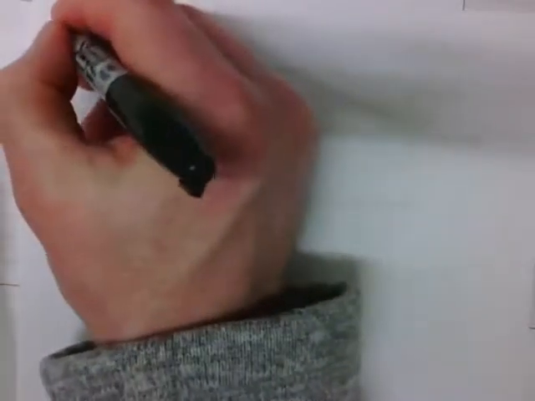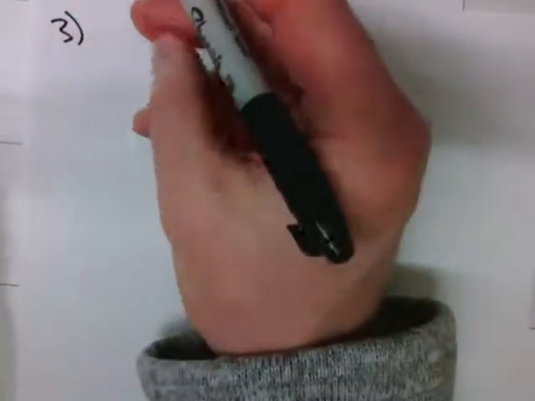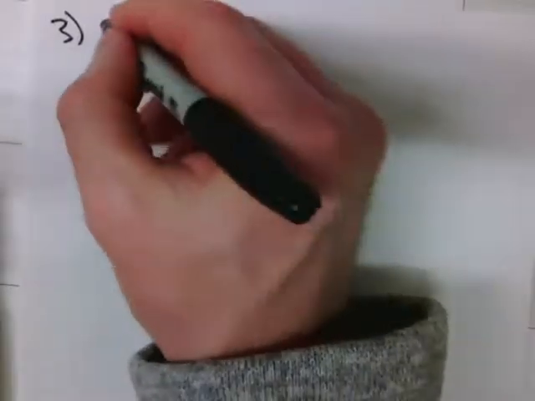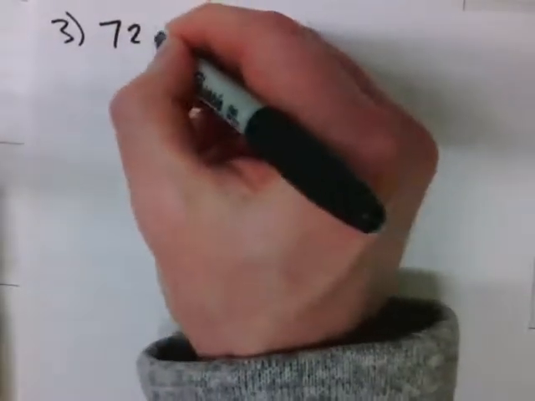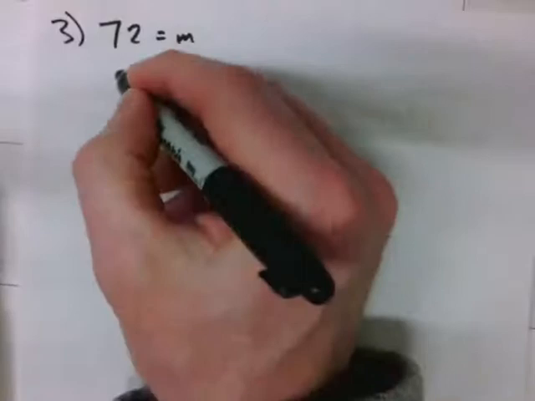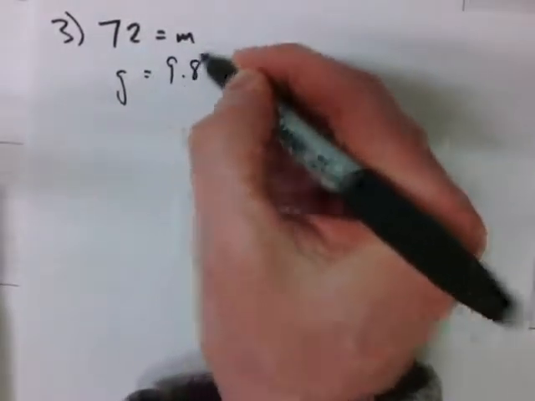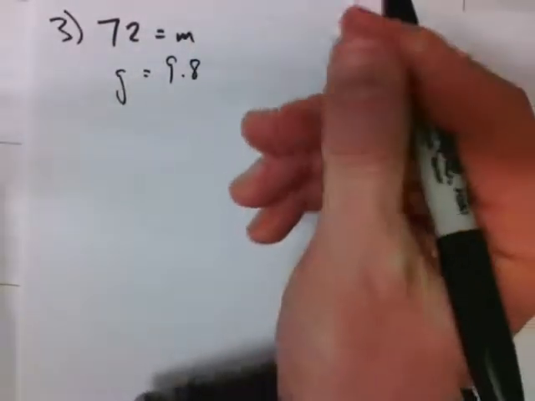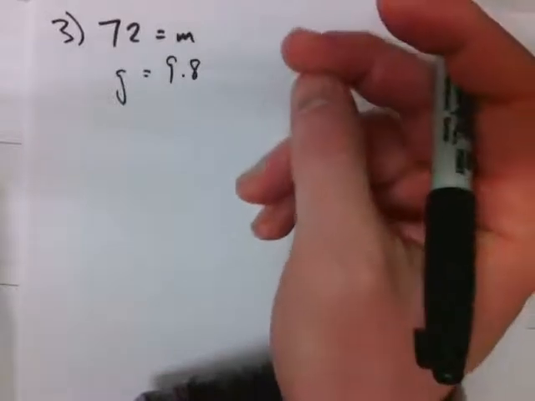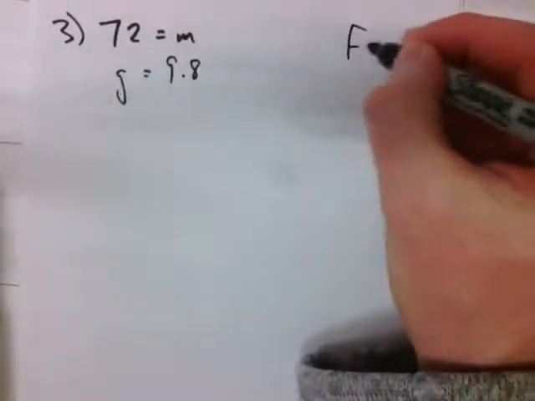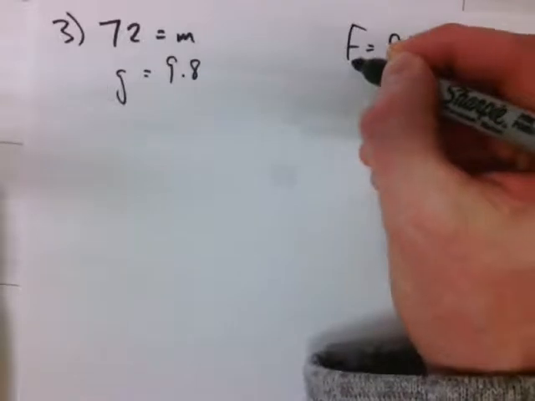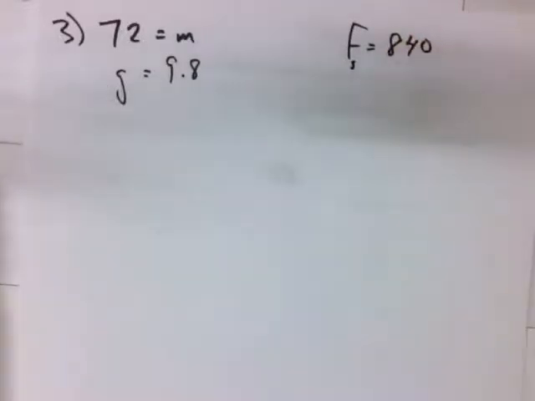For practice number 3, it says a 72 kilogram person jumps off a bathroom scale. So their mass is 72. Gravity, or acceleration, normally is 9.8. Now it says the scale reads 840 newtons. Force equals 840. This is the force that the scale is reading, 840 newtons.